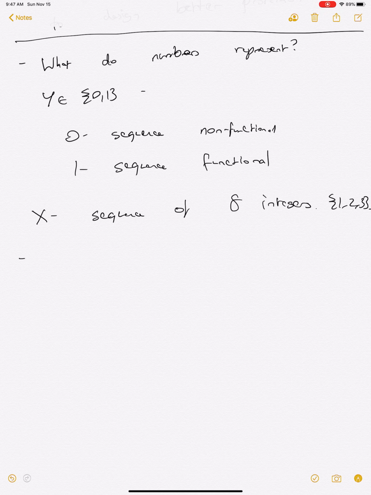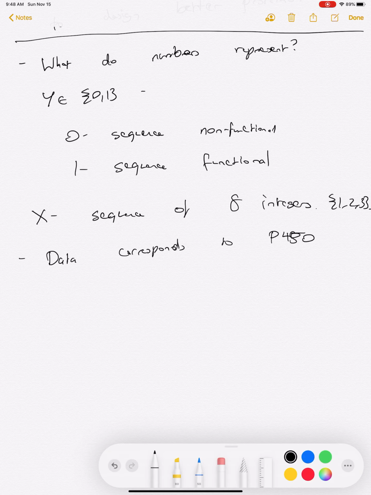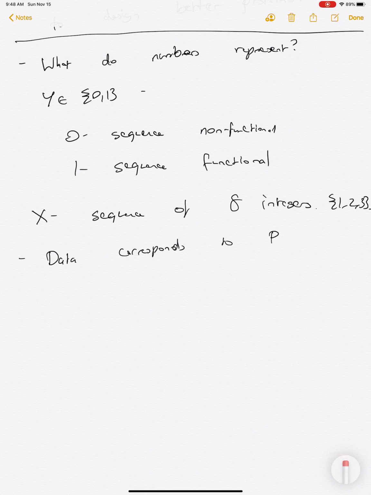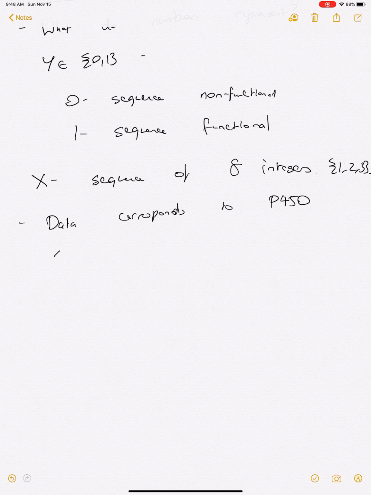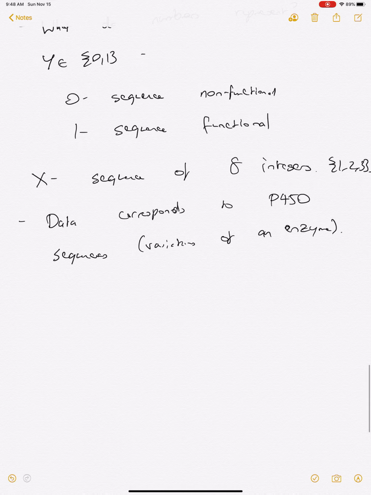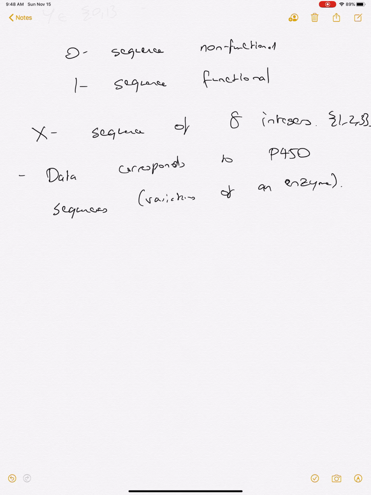So here, one particular protein that's of great interest, for human and other types of chemical processes, is called P450. What that actually represents, I'm not entirely sure, and it's maybe not super important, but the data corresponds to P450 sequences. So they're variations of an enzyme that's widely used for a number of different applications. And this is something that I only know through interacting with my collaborators.